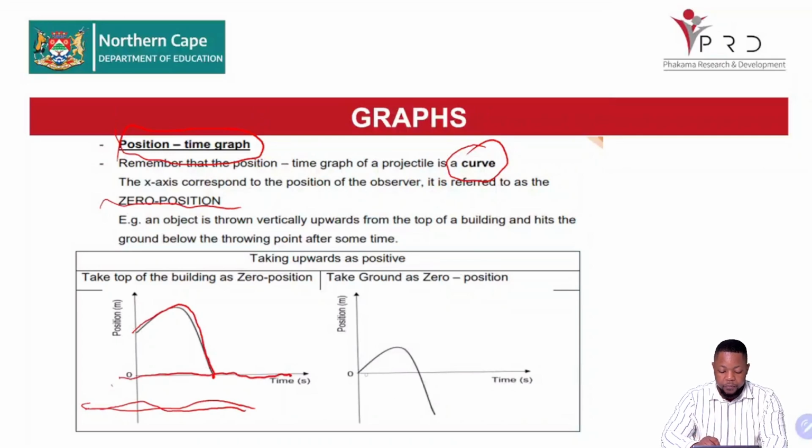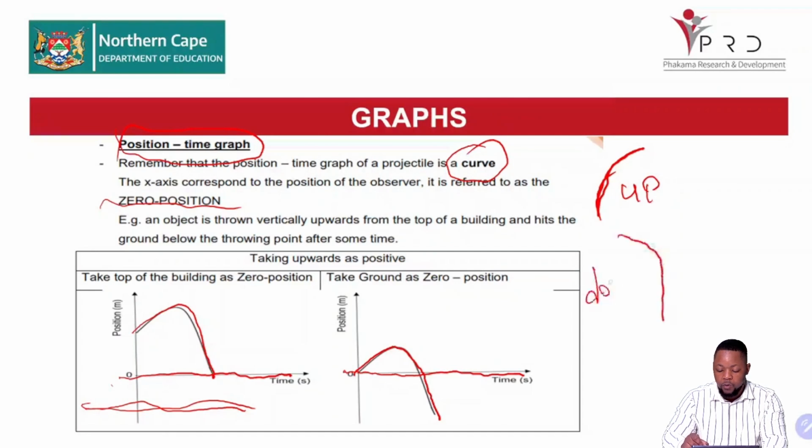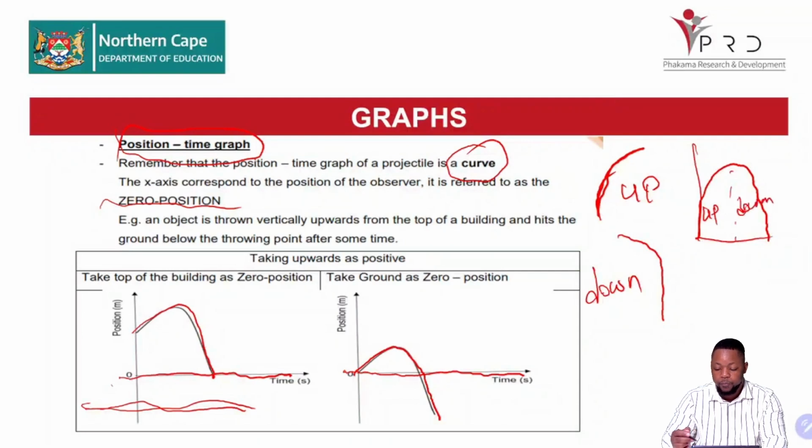Now, if the top of a building is the zero reference frame, that's your zero, then from the top of a building you go up, then you go down. So just know that as the graph curves like this, the object is going up, and then as the graph curves like this, the object is going down. So when you have a graph that goes like this, it simply means that in the first part, the object was going up, and then in the second part, the object was going down. Very important.